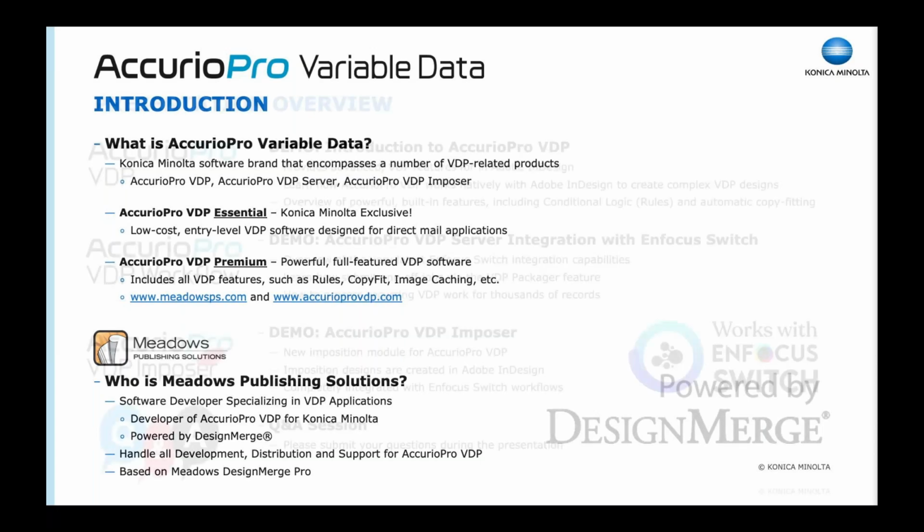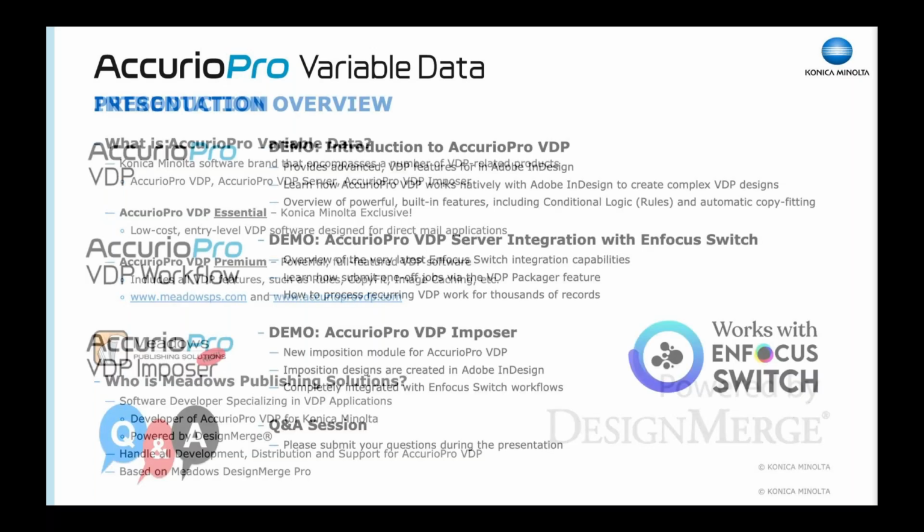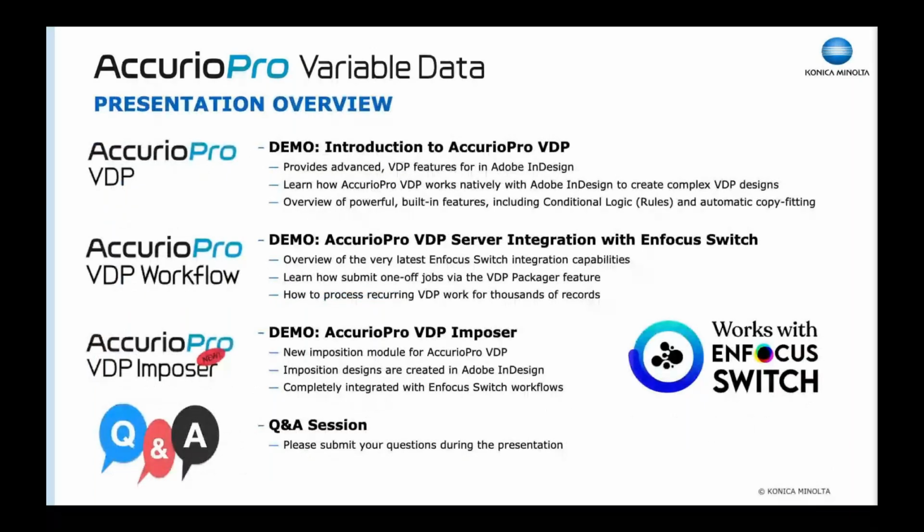So what we're going to be presenting: I'm going to get through these slides and then we're going to jump right into a live product demonstration. I'm going to start out by showing you AccurioPro VDP. That's the product that provides VDP features and it works directly in Adobe InDesign. And we're going to walk through an actual variable data job. We're not going to spend a lot of time on it, but I think it's important to understand what's possible with AccurioPro VDP before we actually jump into how to automate that with Enfocus Switch.